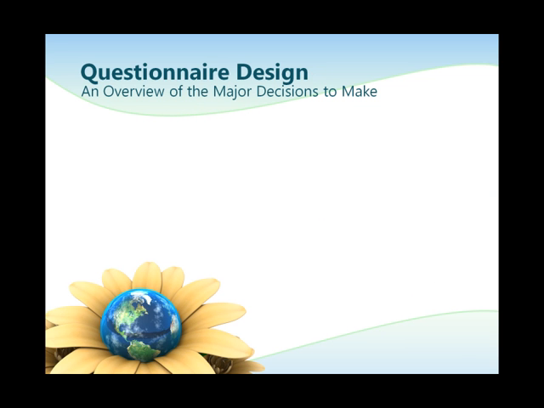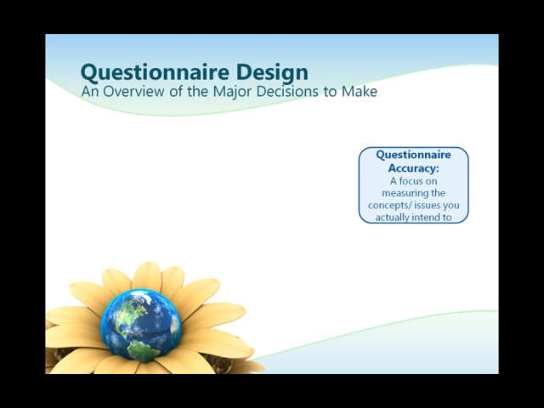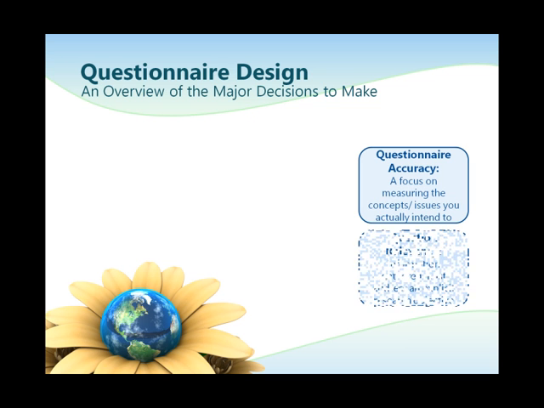Now, if we want to take a look at this in a big picture setting, you want to make sure that you understand the kinds of decisions that have to be made when you're putting your questionnaires together. There are really two goals, the first of which is questionnaire accuracy. So you want to make sure that your questionnaire measures the concepts and the issues that you actually intend it to. The second is relevancy, that each question needs to have information gathered that explicitly addresses a stated research objective. So you've got to measure what you're supposed to, and you have to make sure it matters.